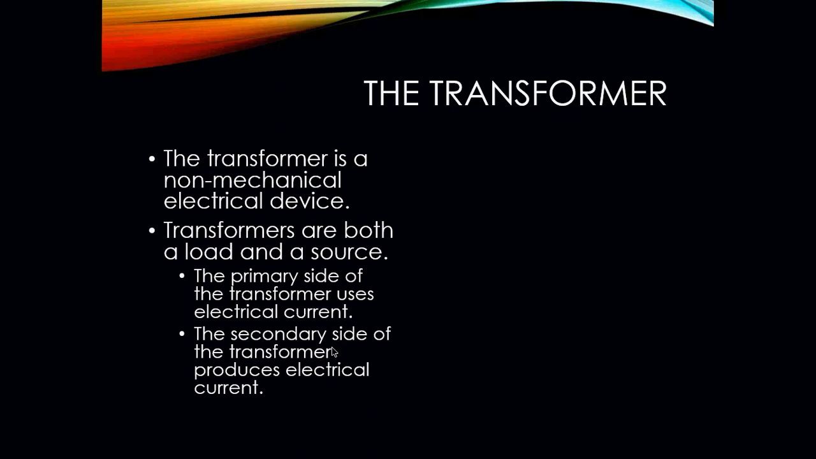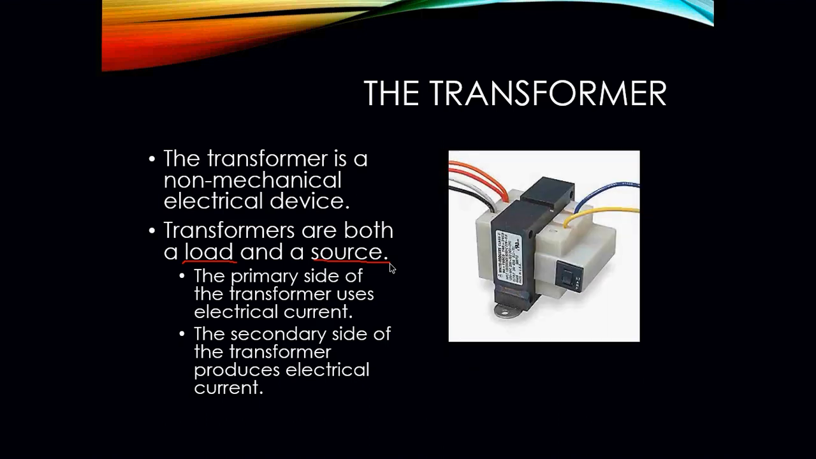Okay, a transformer is both a load and a source in an electrical circuit. The primary side of a transformer uses electrical current. We're using electricity to produce electricity, which would be our secondary side of our transformer. So the primary side of the transformer uses that electricity to produce electricity out of the secondary side of the transformer. And here is an example of what we're talking about.